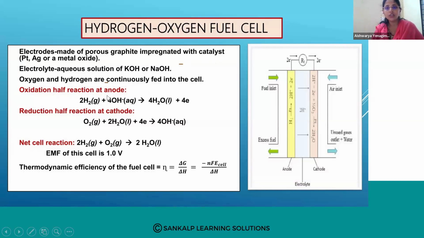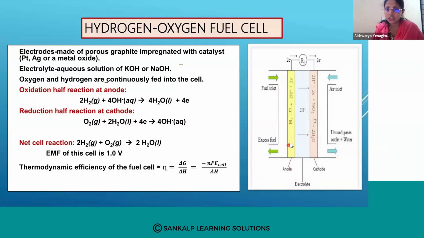So oxidation half reaction, you can see this is the setup. Okay, so this is the setup of hydrogen oxygen fuel cell. So here you can see this is being taken, hydrogen oxygen continuous flow there. This is my anode and this is my cathode. Yes, so here there are inlets. One is air inlet, another one is fuel inlet. Excess fuel comes out, unused gases and water comes out. This is the outlet. So anode is my H2, cathode is my O2. Correct, please do remember this. Anode is my H2, cathode is my O2.